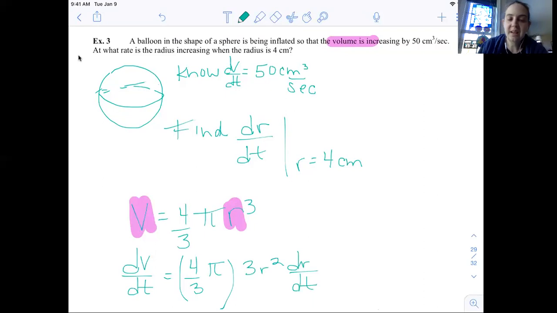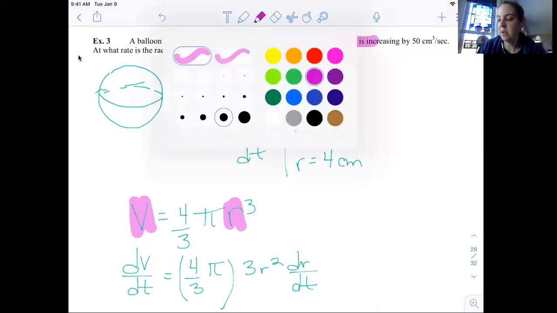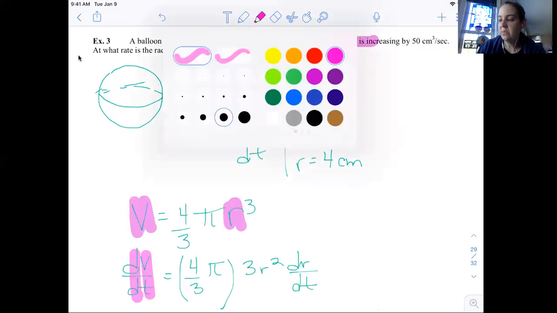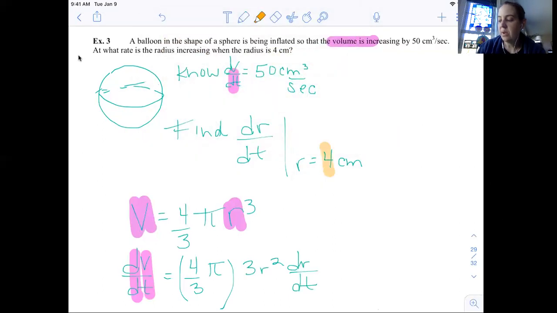And then these are nice. There's nothing you have to rearrange. You don't have to guess about what to put in. Just put in the values that you already have. Let's use some colors over here. dV/dt is 50. That goes in over here on the left. And my radius is 4. That will go in over here. And then we're solving for dr/dt.